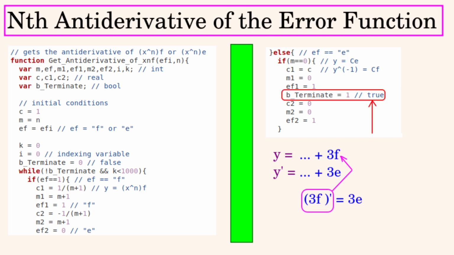This is an expression that's just the scalar multiple of e. Its antiderivative is a scalar multiplied by f. And because it doesn't produce a term on bottom, it's a terminating term. And so we'll set the termination variable to be true, to escape the loop and finish.